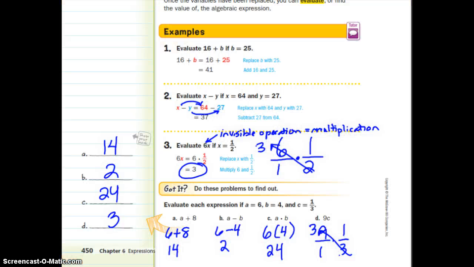I got 14, 2, 24, and 3. And again, notice on number C, I use the parentheses. 6 parentheses 4. 6 times 4 is 24. And then 9C is not 9 and 1/3. It's 9 over 1 times 1/3, the invisible operation, and I get the answer 3.